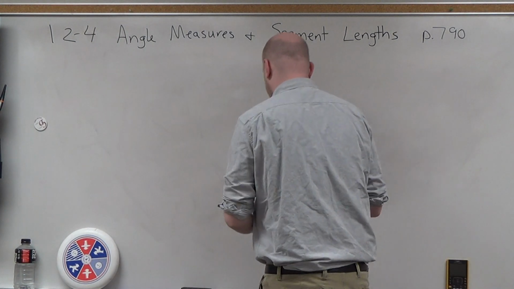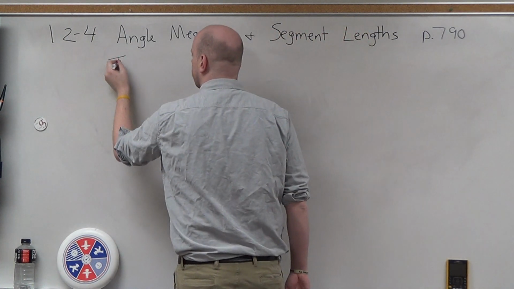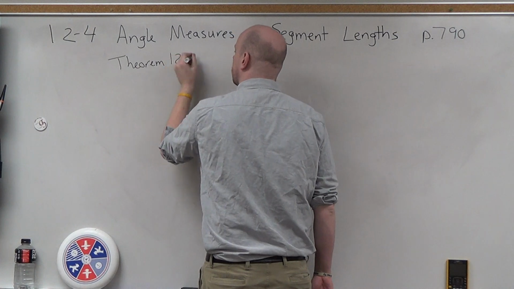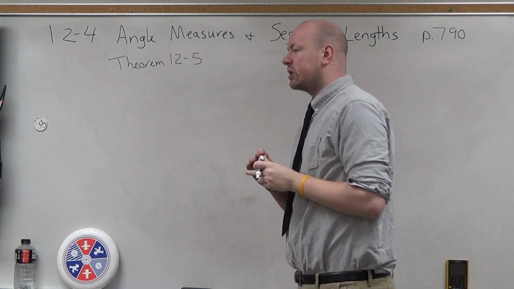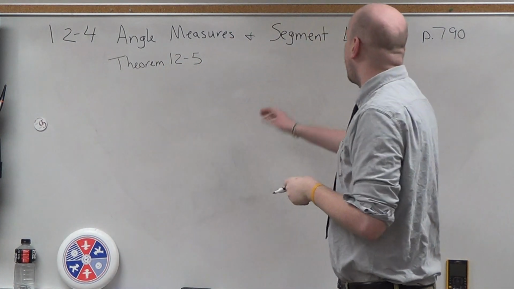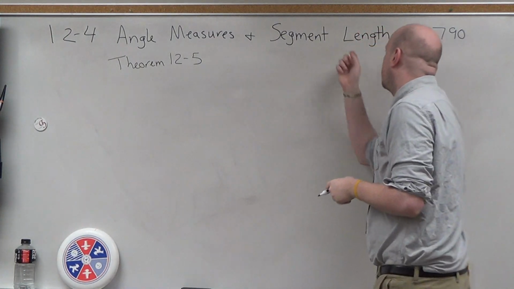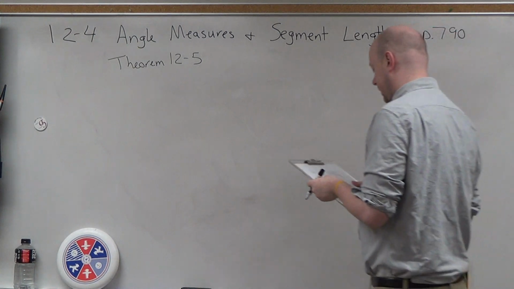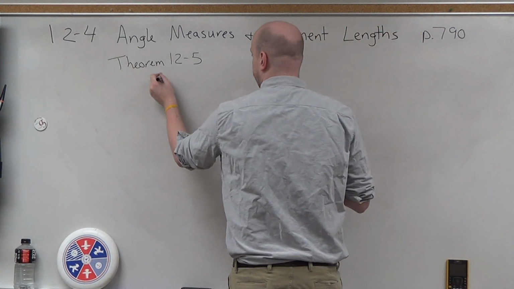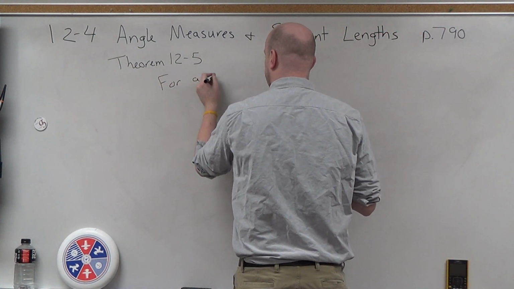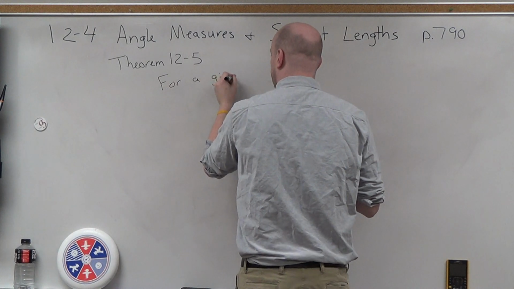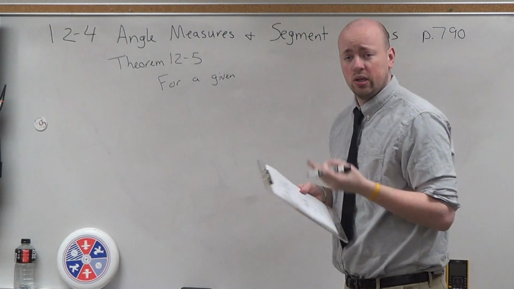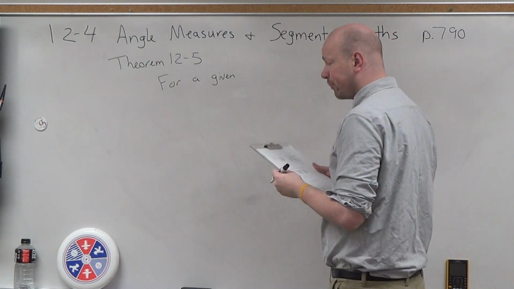Okay, next we get theorem 12-5. So those last two we've been doing with angle measures, this one's all going to be about those segment lengths. Okay, so let's see. You're going to need space for 3 circles here for this theorem. So make sure you plan accordingly with your notes.